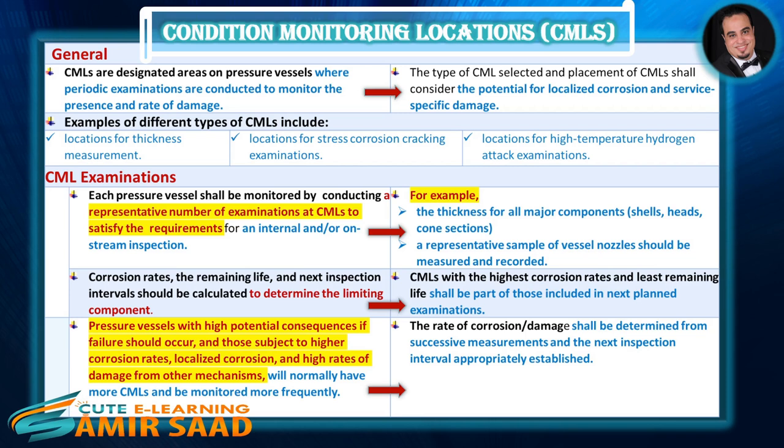Pressure vessels with high potential consequences, if failure should occur, and those subject to higher corrosion rates, localized corrosion, and high rates of damage from other mechanisms, will normally have more CMLs and be monitored more frequently. The rate of corrosion damage shall be determined from successive measurements and the next inspection interval appropriately established.